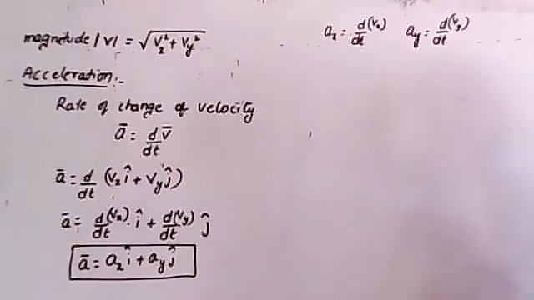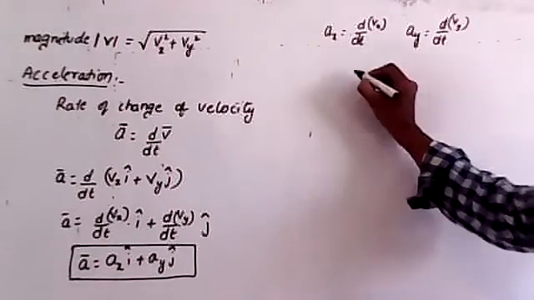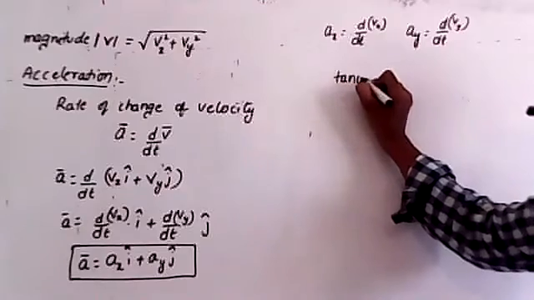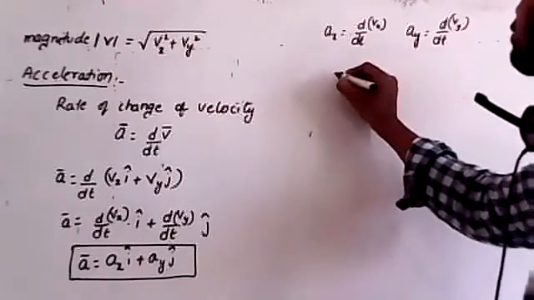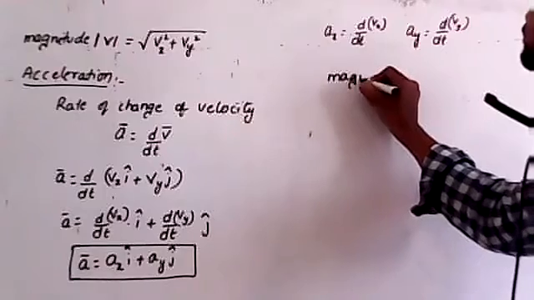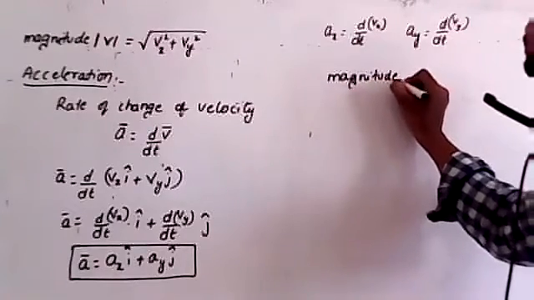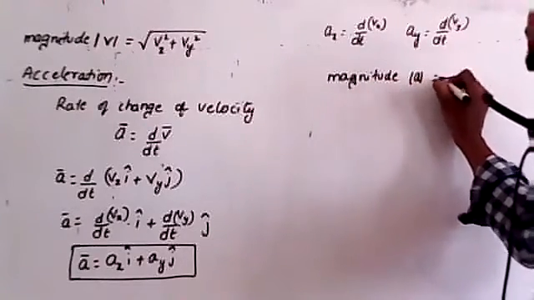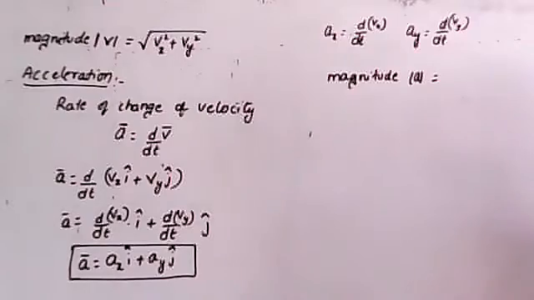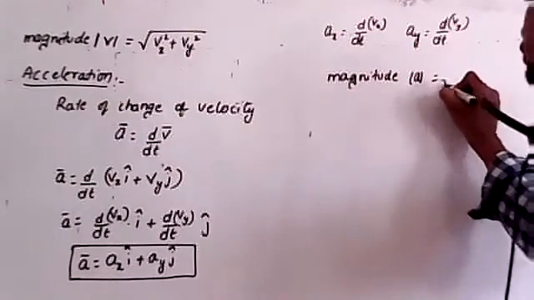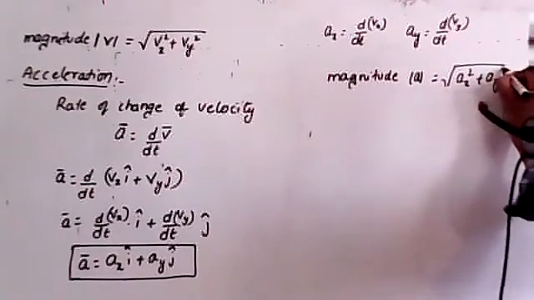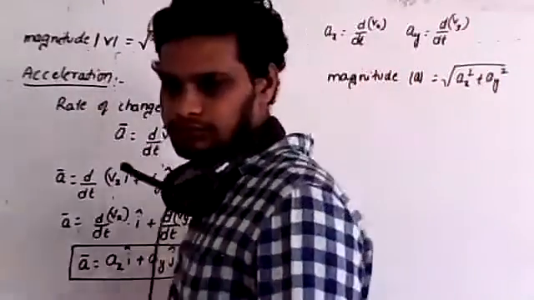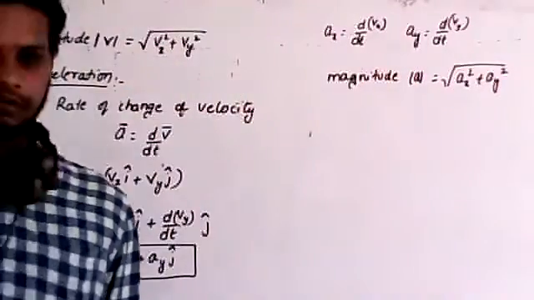Done, ma? Done. Now tell me what is tan theta. Or first you tell me what is the magnitude of acceleration. Yeah, very good, Ritika. Square root of ax square plus ay square.